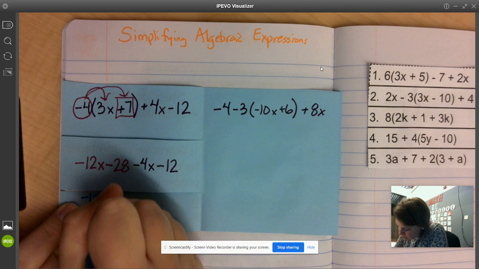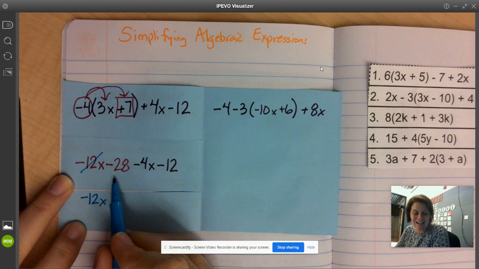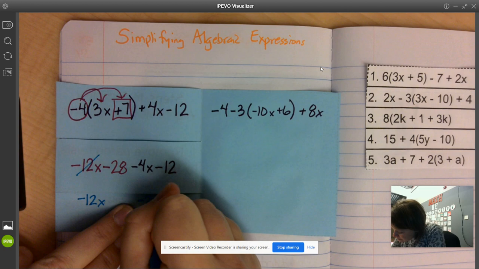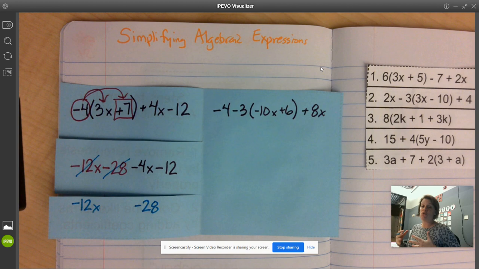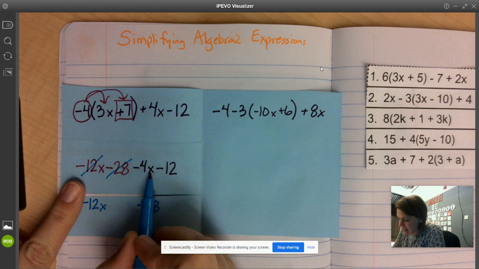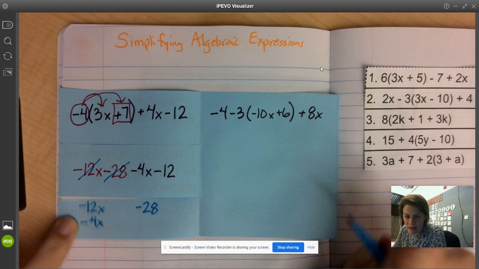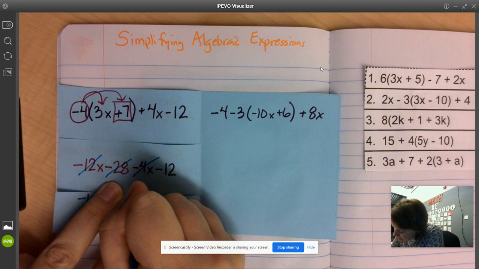Then I have a -28. Well, that's a constant. It does not have a variable. And so I'm going to put it over here, -28. And I'm done with that one. Now, some of y'all might not need to do these individual steps, but I'm just putting them there just in case you do. Then I've got a 4x. Well, see, that's an x term. Here's my x terms. So that 4x, I'm going to put with the -12x. Then we have -12, and I see that's a constant. I'm going to put that with the -28.